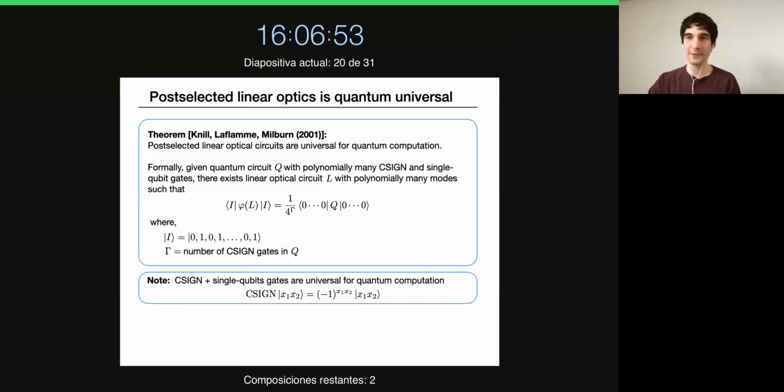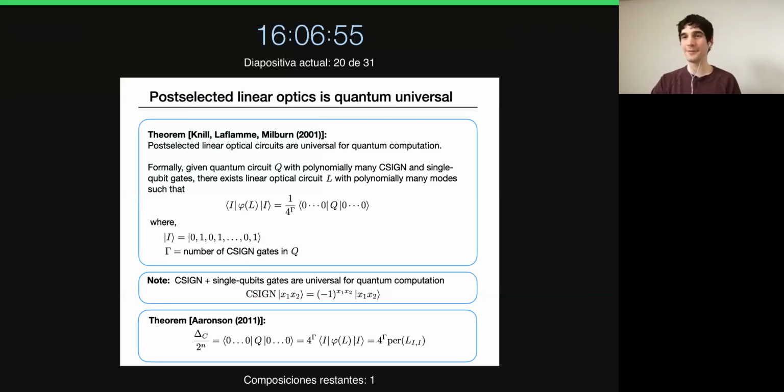But equipped with this theorem, we now have the entirety of the Scott-Aronson proof of the Sharp-P hardness of the permanent. So once again, we start with the fact that we can encode delta C over 2 to the n into the transition amplitude of this quantum circuit Q. Now we directly apply the KLM theorem here so that the transition amplitude of this quantum circuit is equal to the transition amplitude of this linear optical network. And then we use the correspondence that you saw a couple of slides ago, and we know that this transition amplitude is equal to the permanent of this matrix L sub I.